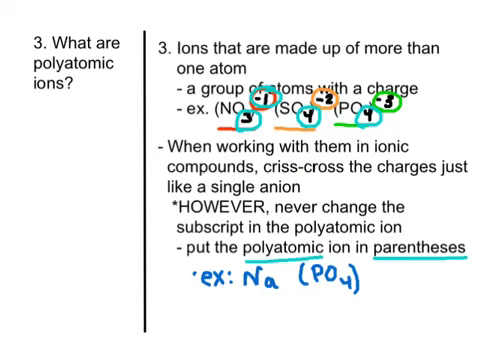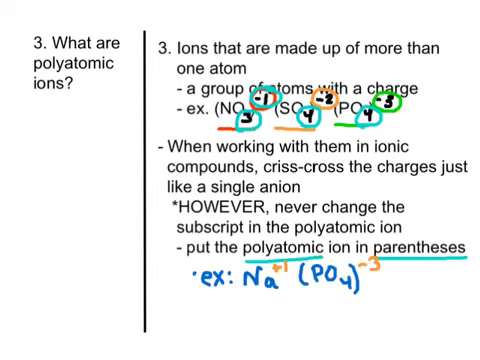Our first example is hooking up a sodium with a phosphate group. Now we know from our periodic table that sodium has 1 valence electron that it's going to lose, so it becomes a +1 charge. And from our memory banks or our elementary knowledge sheet, we know that phosphate has a -3 charge.